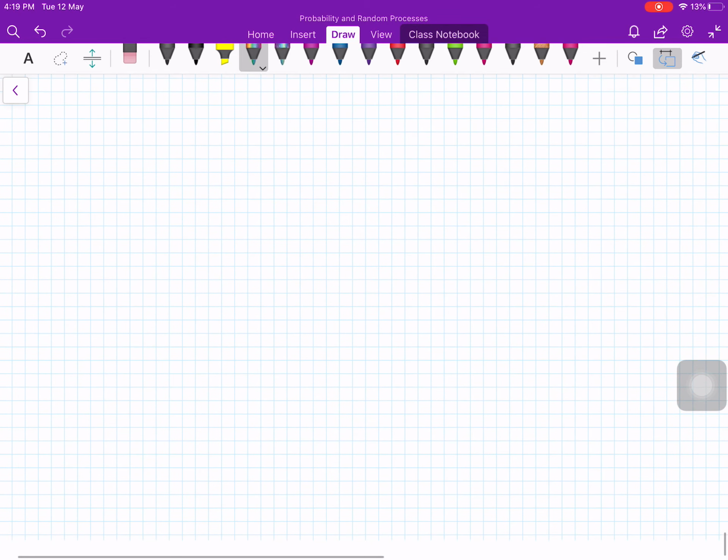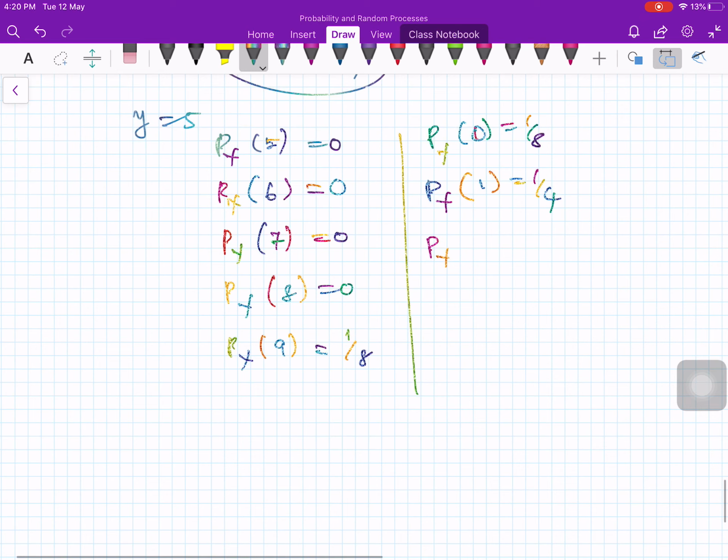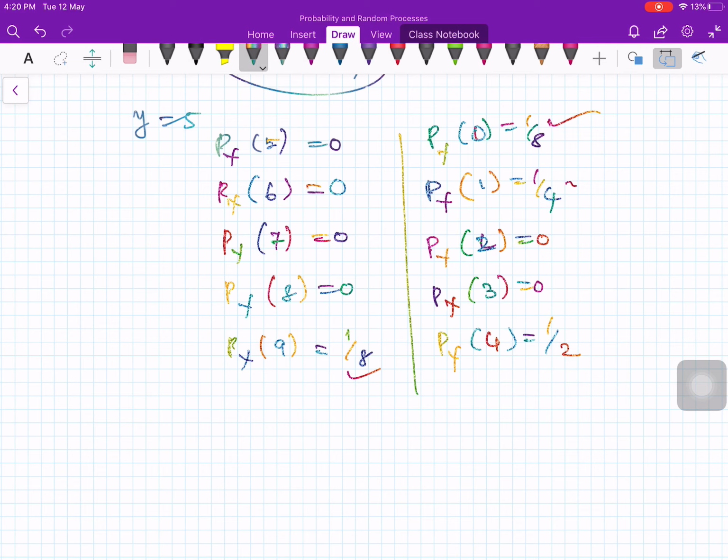Therefore if you draw the probability mass function, here Py of 0 is equal to 1/8, Py of 1 is equal to 1/4, Py of 2 equal to 0, Py of 3 equal to 0, Py of 4 is equal to 1/2. Now we add the probabilities: 1/8 plus 1/8 plus 1/4 plus 1/2, total equal to 1.